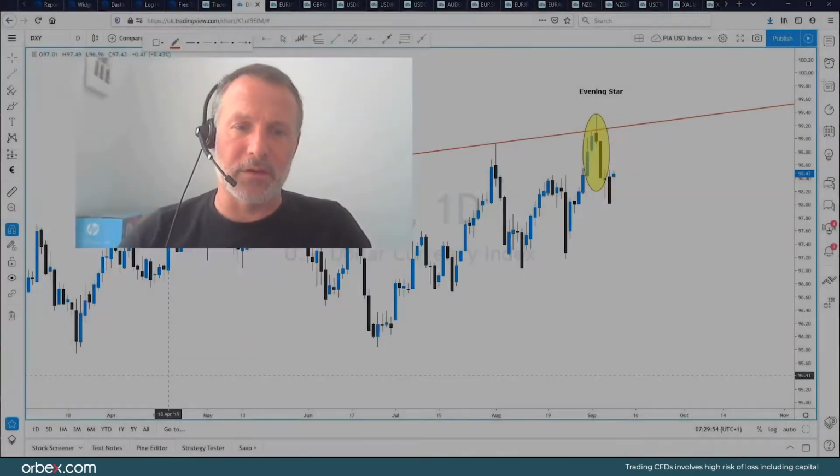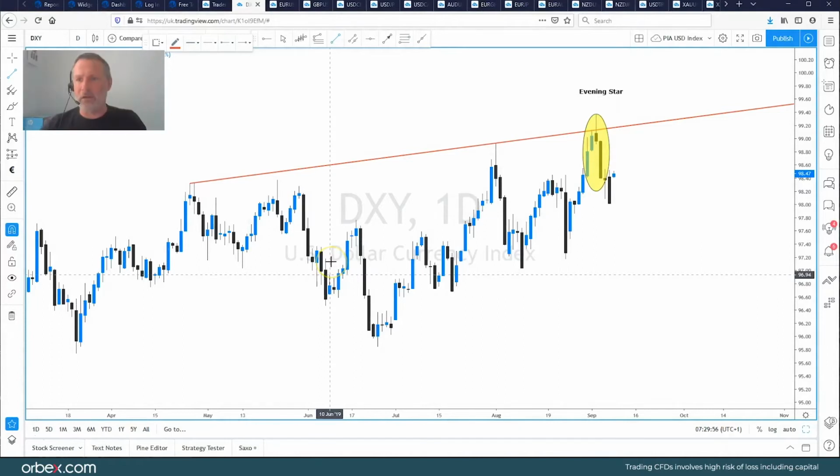I'm going to start off with the dollar index and break down the other currency pairs, highlighting chart formations, our bespoke support and resistance levels, basically where we're looking for the currency pairs to go this week. So we're going to start off with the dollar index. This is the daily chart.